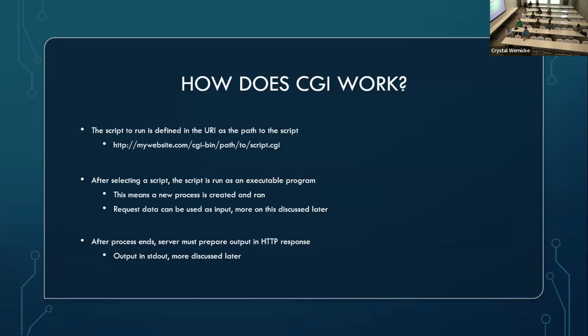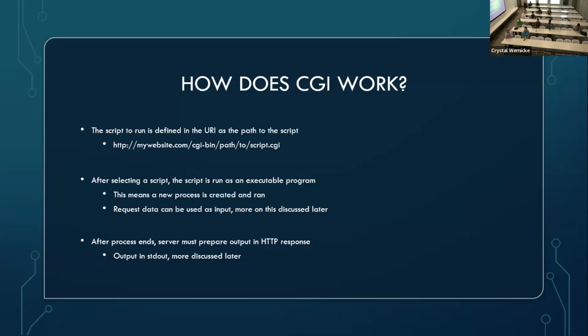So my file ends in .py, so I'll be using a .py extension. After the server selects a script, it is run as an executable program. Depending on how familiar you are with operating systems, you might already know some of what I'm about to say. When I say run as an executable program, I mean the operating system creates a new process. It loads the program from the hard drive into your RAM, and then eventually the operating system will run that process.